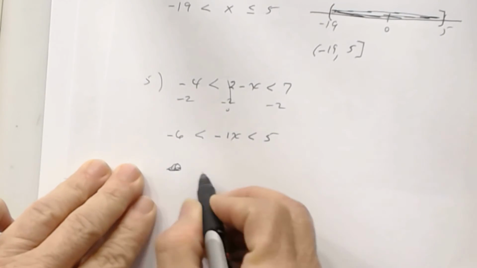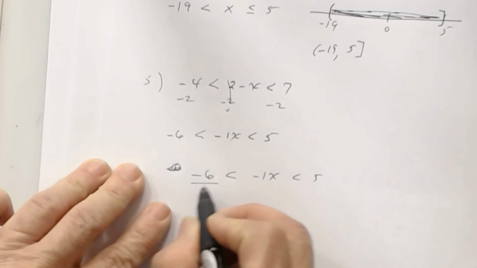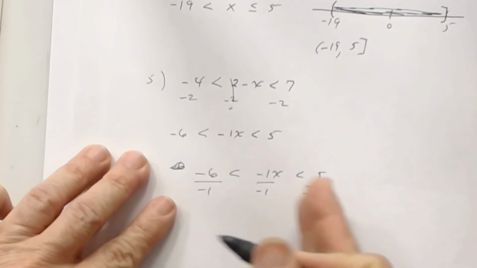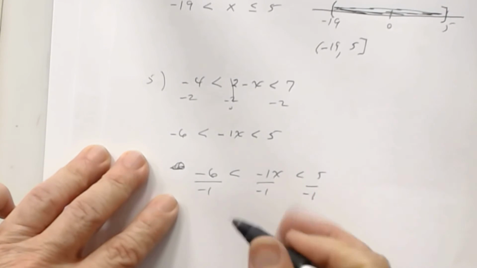Okay, now, the next step is to do what? Divide by negative 1. So you got to divide all parts by negative 1. So I'm going to go ahead and rewrite this over. Negative 6 is less than negative 1x is less than 5. So I'm dividing by negative 1, all parts, just like this, all three things. But since I'm dividing an inequality by a negative number, I've got to reverse both of these inequality symbols, right? So I get this then.